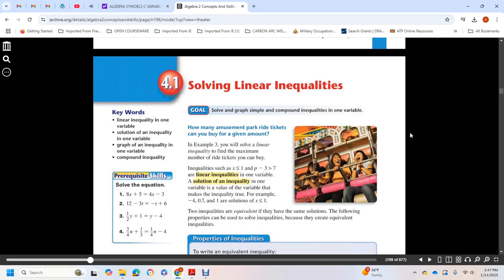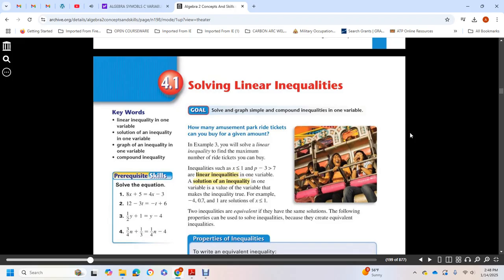Inequalities such as x is less than or equal to 1 and p minus 3 is greater than 7 are linear inequalities in one variable. A solution of an inequality in one variable is a value of the variable that makes the inequality true. For example, 0 and 1 are solutions of x less than or equal to 1.